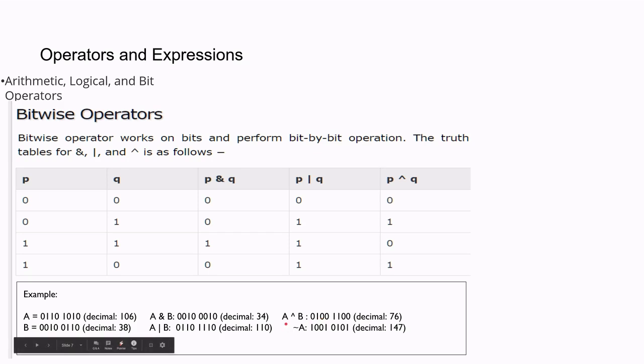And then finally, there is a unary bitwise operator. This is the not operator. It works by flipping the set bits. So if it is set, it is unset, and if it's unset, it gets set. So 0110 1010 is changed to 1001 0101. And for convenience, I've added the decimal equivalents next to all of these.